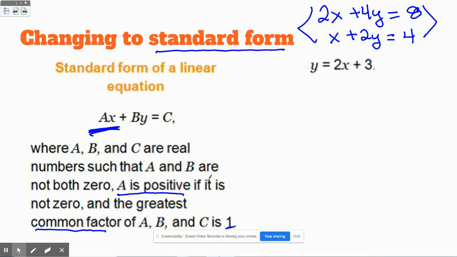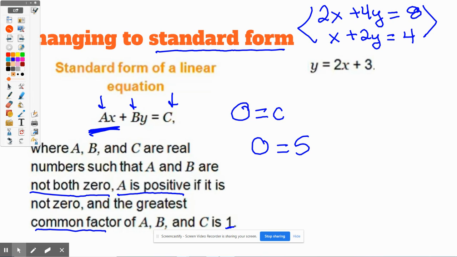This is the first time I've seen that addition to the definition. So A, B, and C, they said cannot be both 0. A and B can't both be 0. Otherwise, you don't have a line. You would have 0 equals C, and C is another number. So it would be like 0 equals 5, and that's not true. So only one of them could be 0, or none of them could be 0.